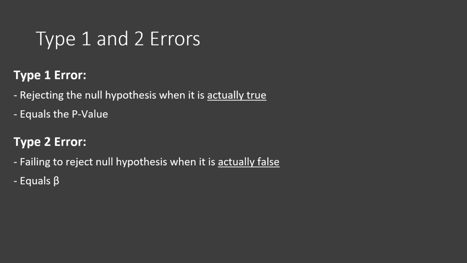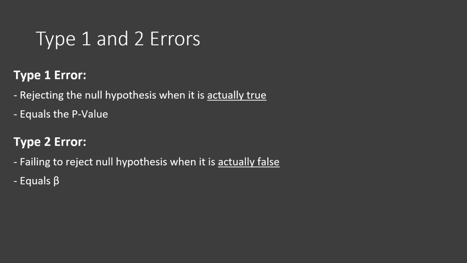Type 2 error is the opposite. It equals beta, and it's failing to reject the null hypothesis when it is actually false. So in this case, according to your sample, you conclude that you accept the null hypothesis, but the null hypothesis is false and the alternative hypothesis is true.